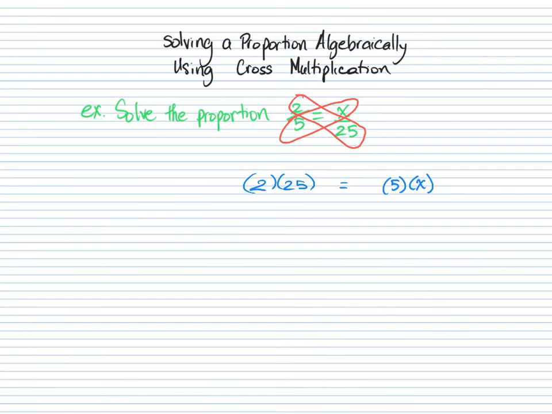So we can go ahead and simplify the left side, and we get 50 when we multiply, which is equal to 5 times x. Now we're still going ahead and isolating our variable. Right now 5 is being multiplied by x, so we have to divide so we can get rid of it. But whatever we do on one side, we have to do on the other side as well. So we have to divide the left by 5 as well, and we get that x is equal to 10.